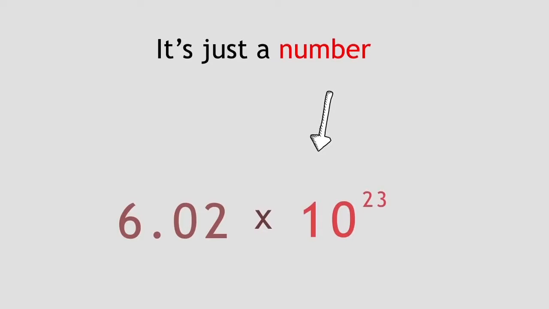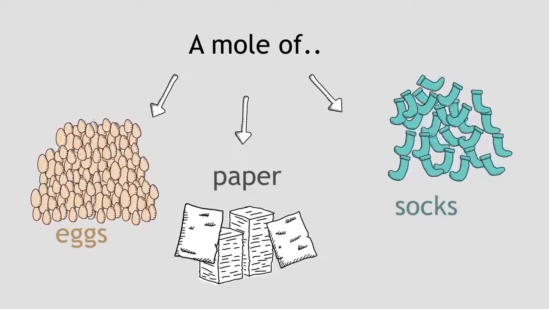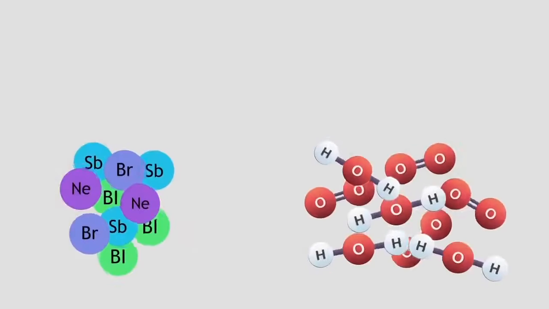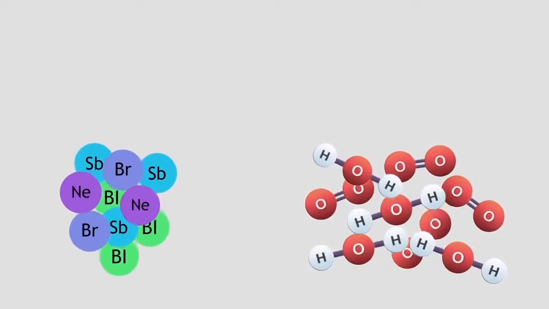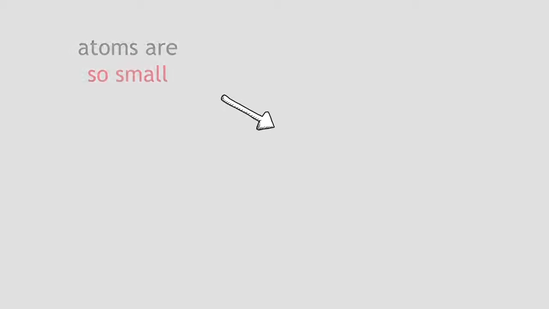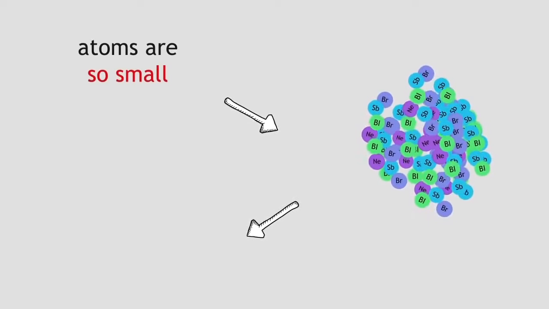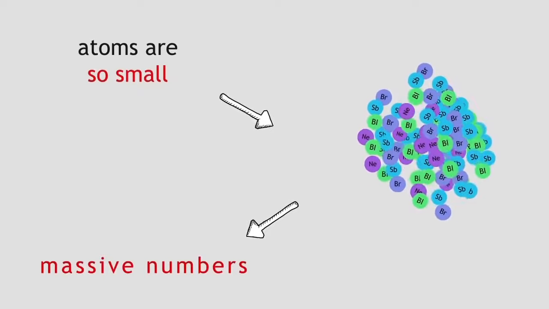It is just a number, and specifically 6.02 × 10^23. We could have a mole of eggs, a mole of socks, or even 1 mole of sheets of paper. However, in chemistry, we normally use it to represent atoms or molecules. This is because atoms are so small. So it's just a convenient term to represent massive numbers.